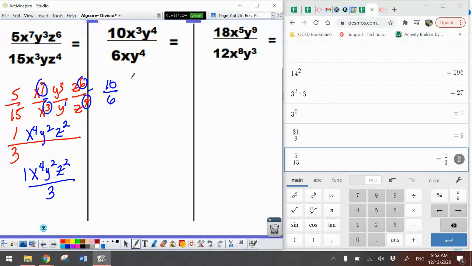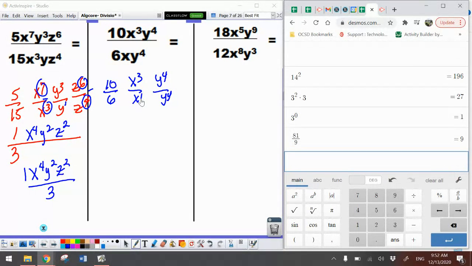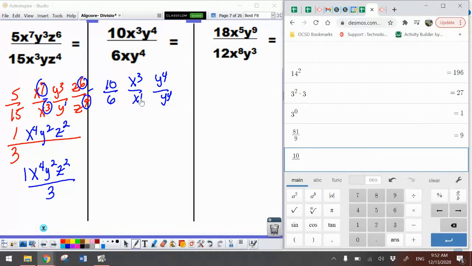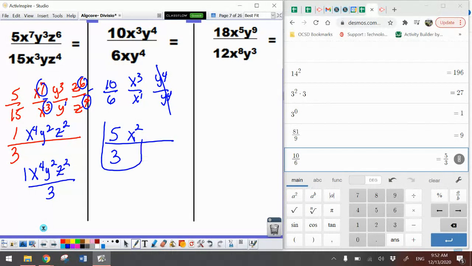Okay, 10 over 6, x cubed and x, and my y to the 4ths. Remember, there's a 1 here. So 10 divided by 6, and my fraction key gives me 5 over 3. My x's, 3 minus 1 is 2, and 4 minus 4 is 0, so those are gone. And here's my answer, 5x squared over 3.